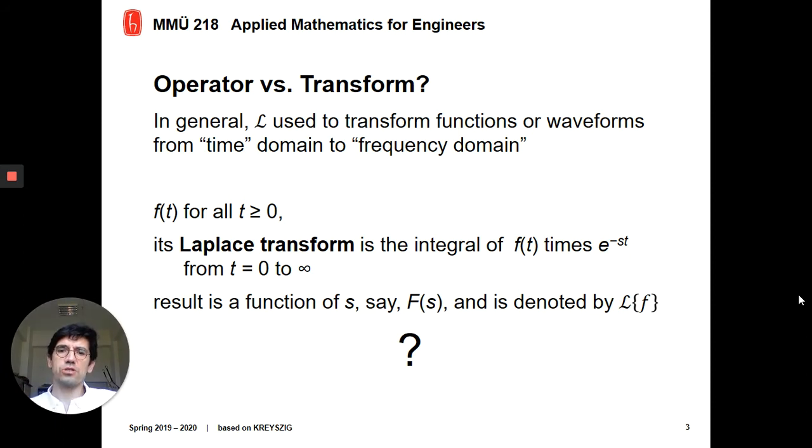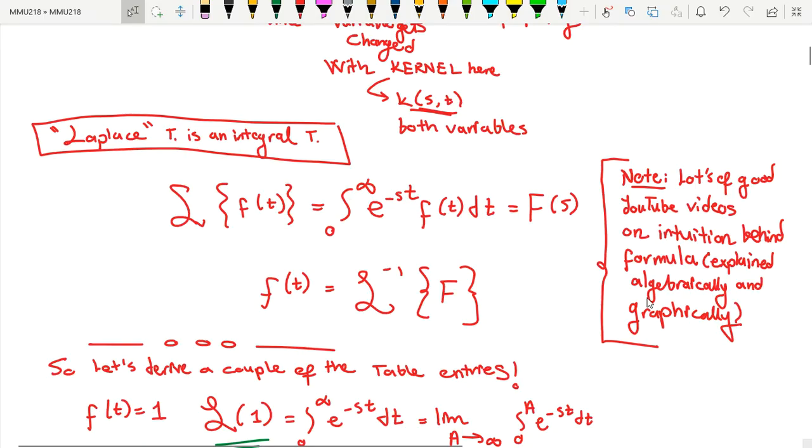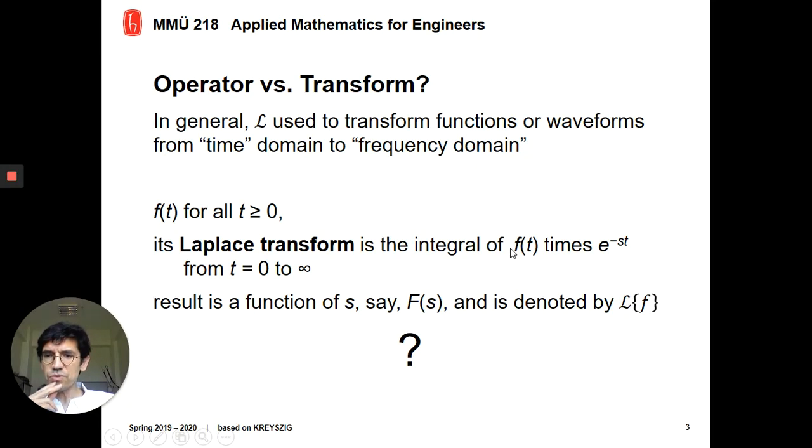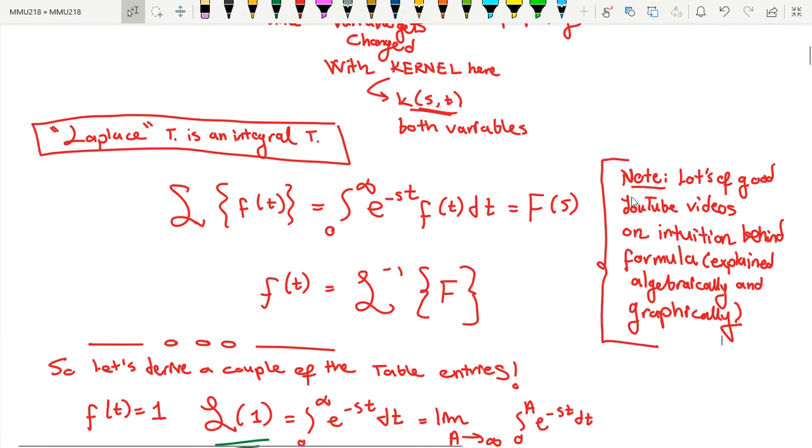What is a Laplace transform? It is the integral of f of t, my function, times e to the minus st from t0 to infinity. That is to say, this integral over here. And this results in a function of s, let's say capital F of s, and that we denote as Laplace of f.